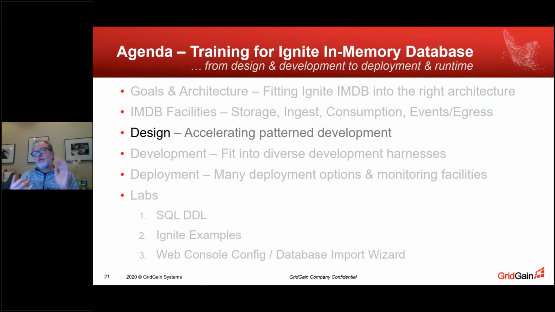Okay, so we've talked about the architecture from the goals that you've got. There we focused on the digital integration hub. We talked about the 4 core components of the IMDB: storage, ingest integration, consumption, events, and egress for sending stuff out. Let's focus now on the core parts of designing an in-memory database, assuming now we know what we're trying to do. And again, the focus here is on accelerating patterned development. Okay, so these are good patterns to meet your needs now and into the future.